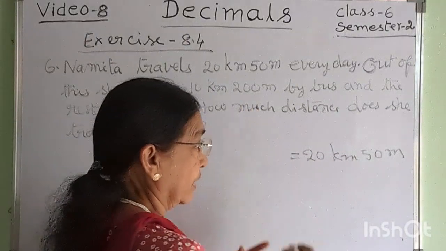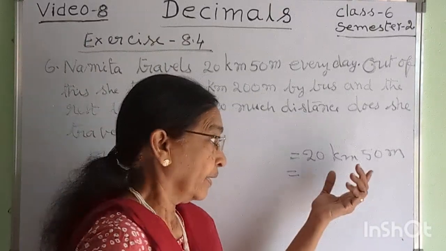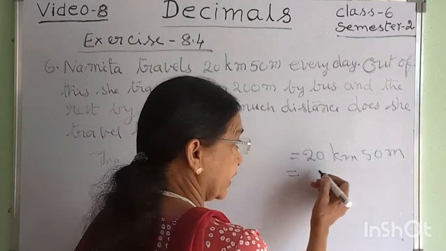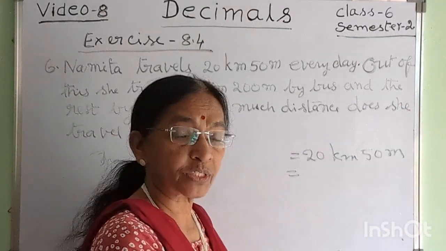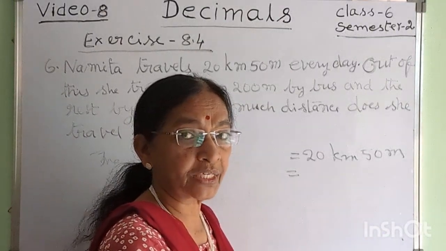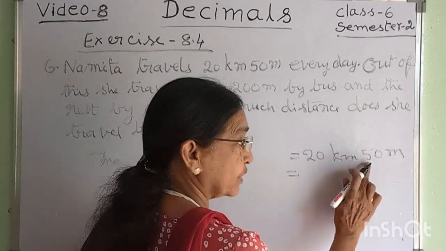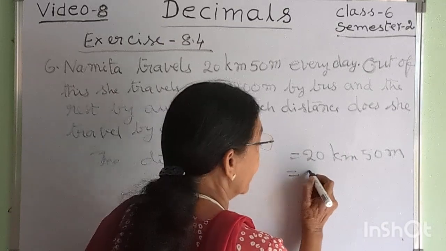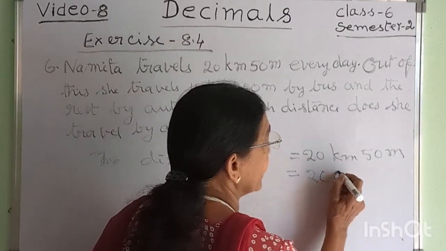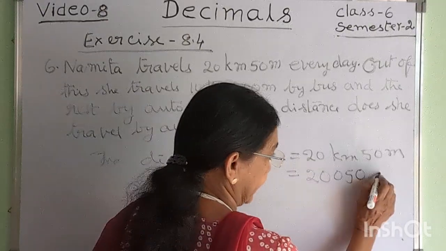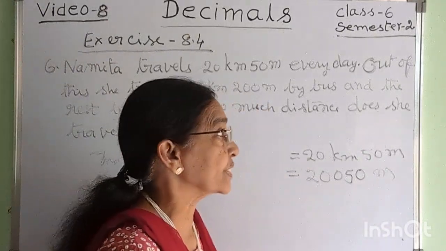We will convert it into a decimal number here itself. 20 kilometers. 1 kilometer is equal to 1000 meters. Therefore 20 kilometers is equal to 20,000 meters. 20,000 meters plus 50 meters. Therefore 20,050 meters is the total distance.